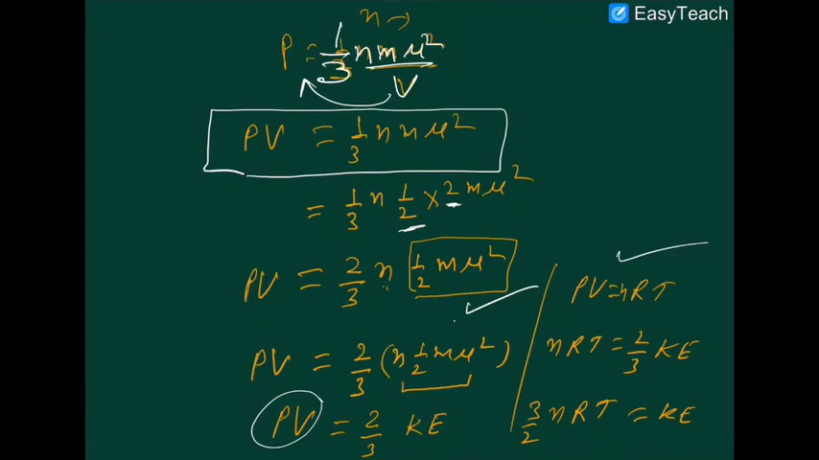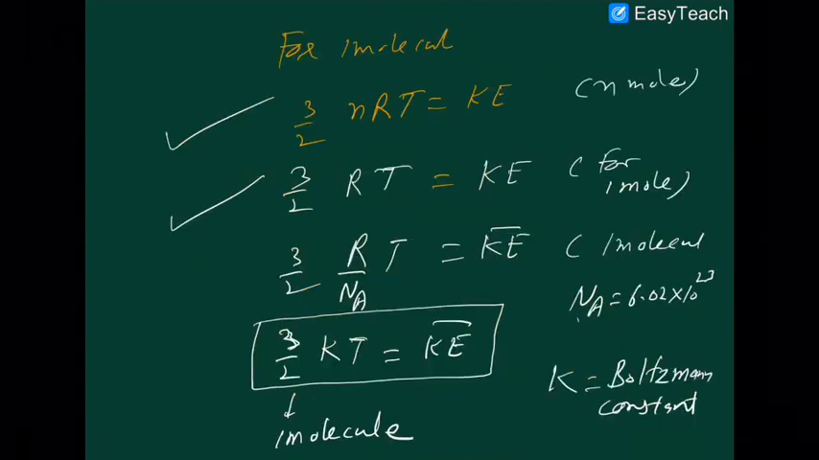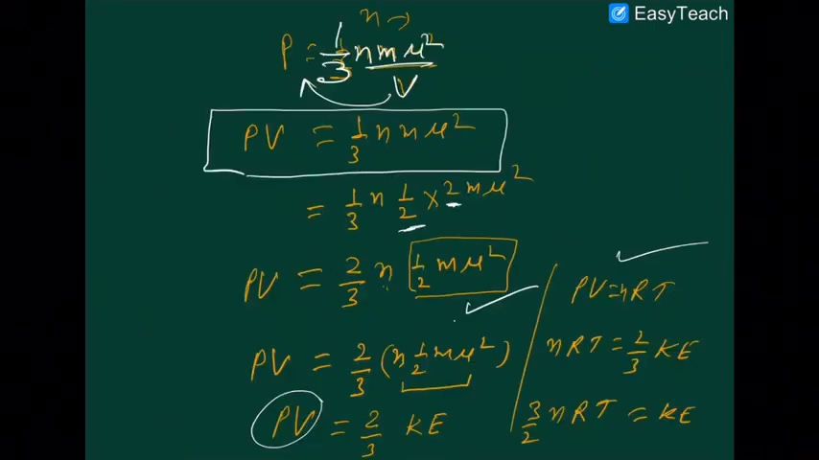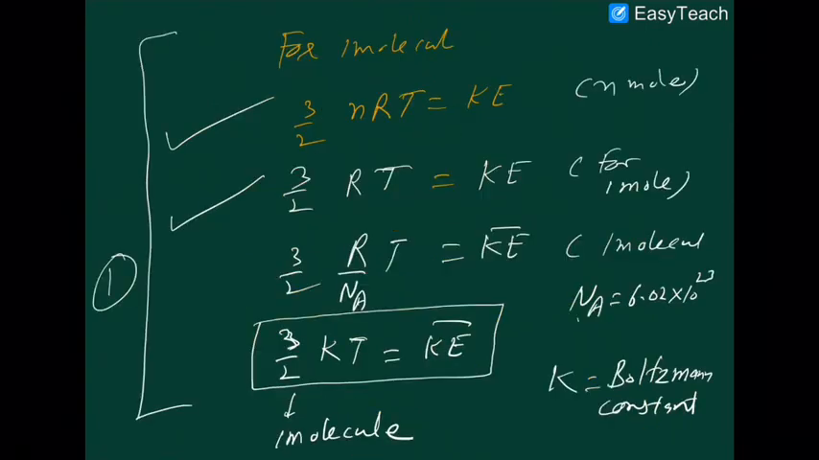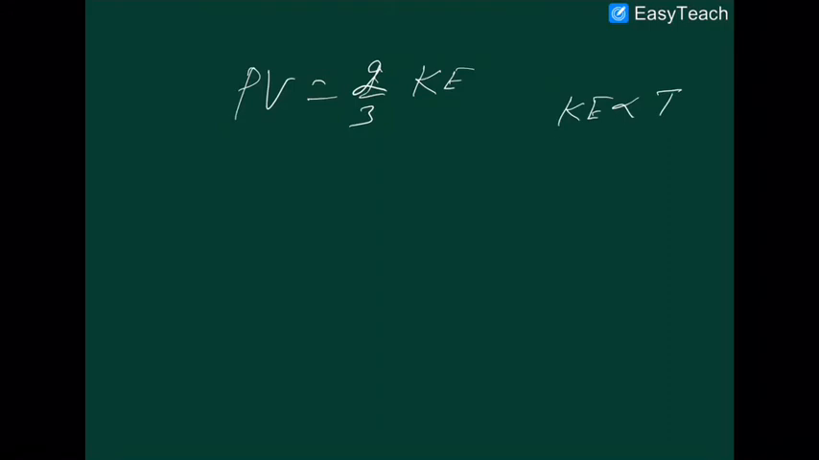So now you can get one more thing. Kinetic energy depends upon temperature. So first of all, you have to memorize this. This is the first thing you have to memorize. Okay, up to this it is clear. Sure about that or not? Now again, looking back at this answer, PV is equal to 2 by 3 KE. Now KE is proportional to temperature.